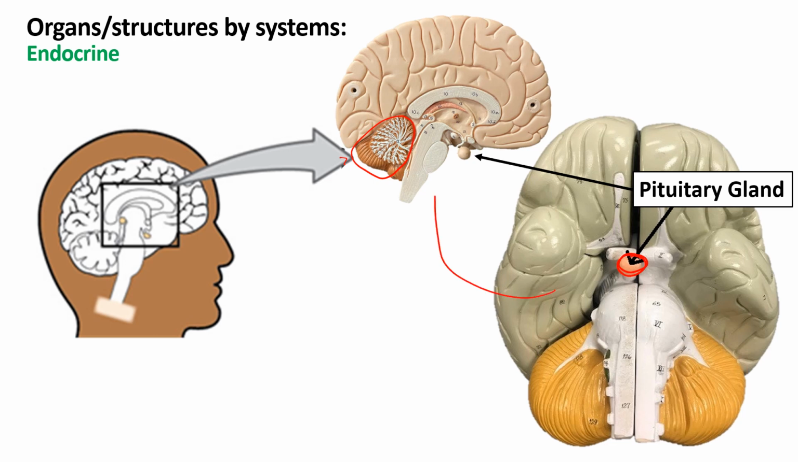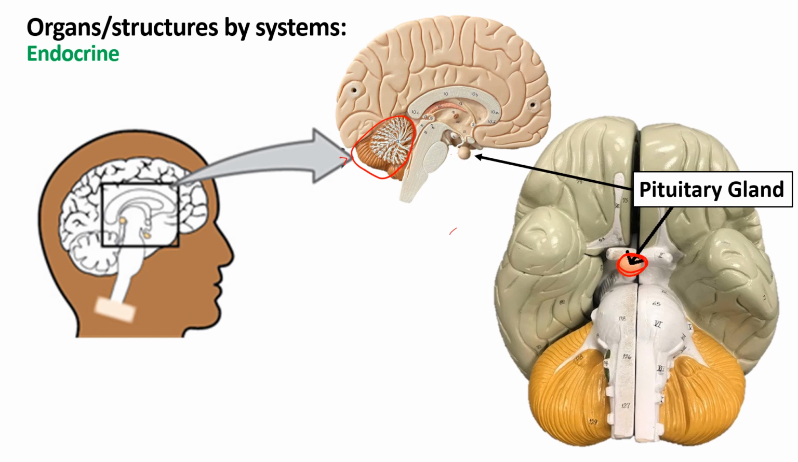Now, this view is a lateral view, and the brain has been cut. So this is a sagittal cross section. And here we can see the pituitary gland hanging there.